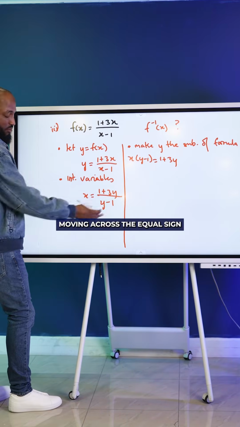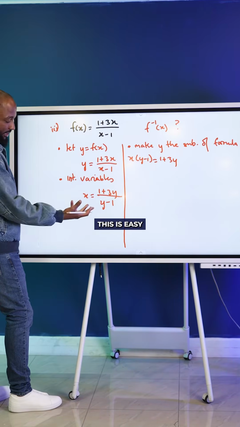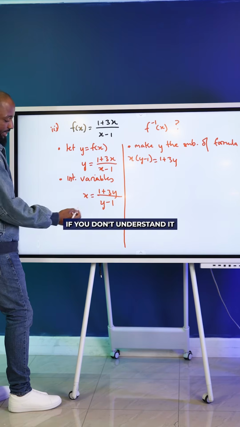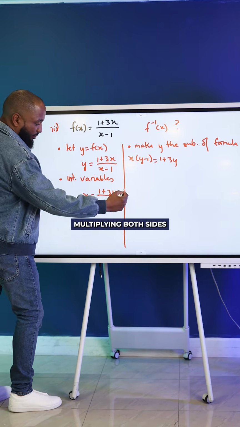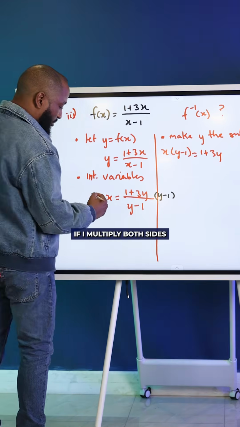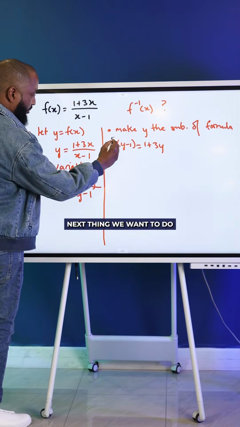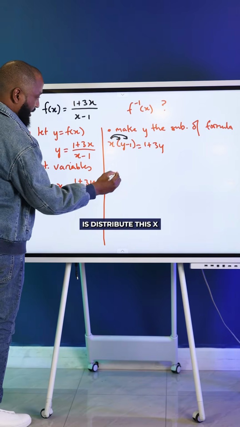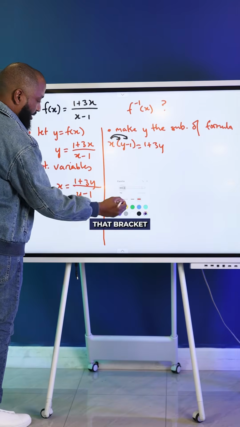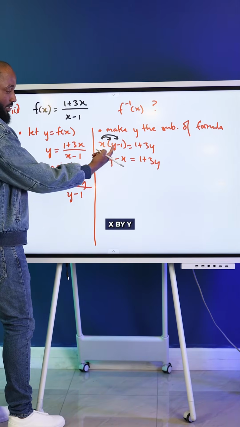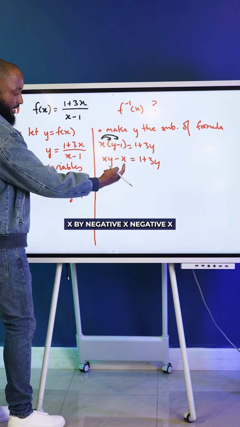So if you understand the moving across the equal sign, this is easy. If you don't understand it like that, consider it like multiplying both sides by y minus 1. If I multiply both sides by y minus 1, it cancels with this. Next thing we want to do is distribute this x, breaking up that bracket, and it should look like this. X by y, x by negative x, negative x.